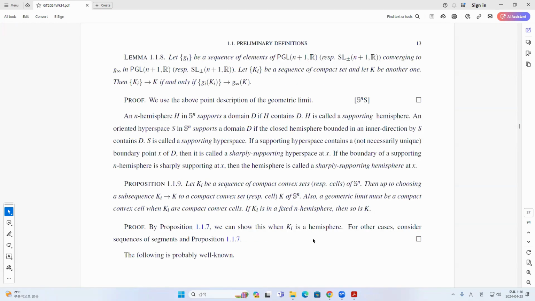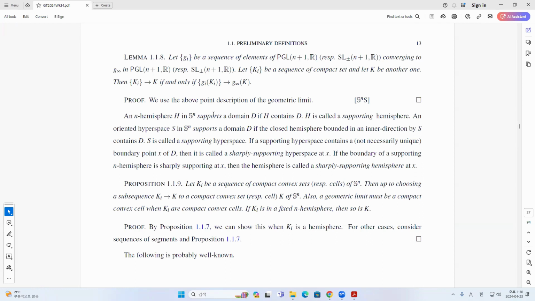And of course, if you have a convergent sequence of elements converging to G infinity, and K_i converges to K, then their images G_i K_i also converge to G infinity K. So for example, you could make this constant. If you fix G, then you will also have this.